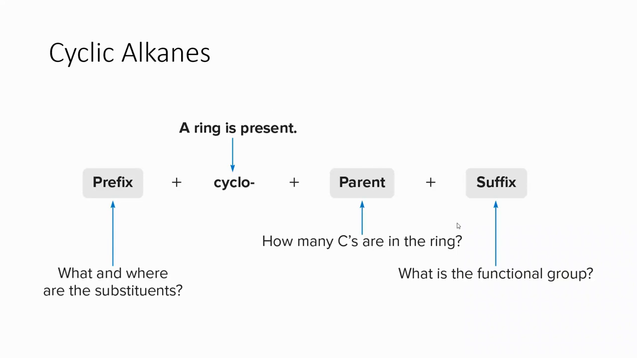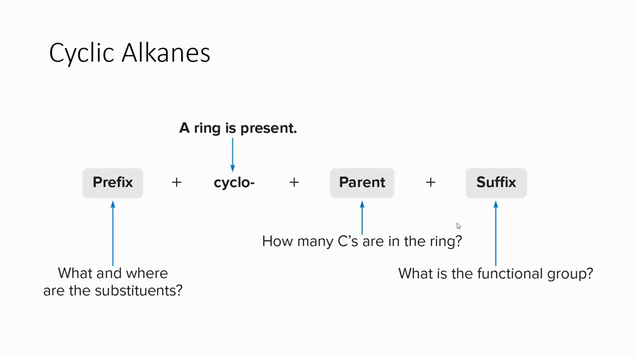So usually we find the longest carbon chain. But now we care if there's a ring. So if there's a ring, that's what we're going to name. We look at the ring, we count up how many carbons there are in the ring, and that's our parent ring. So it'll be cyclopentane or cyclobutane or cyclopropane, something like that.